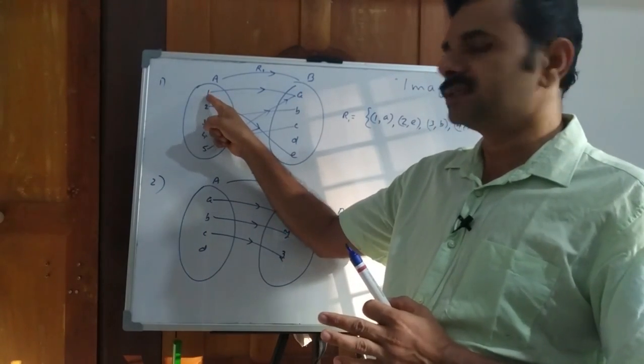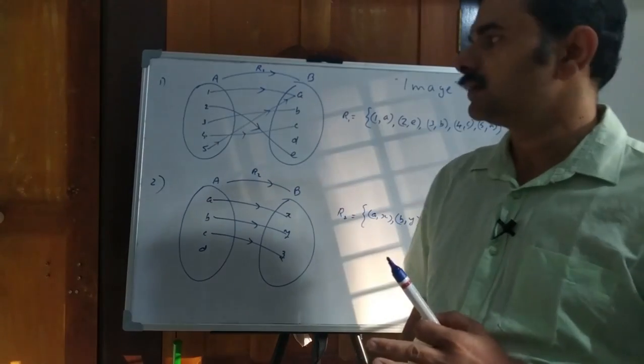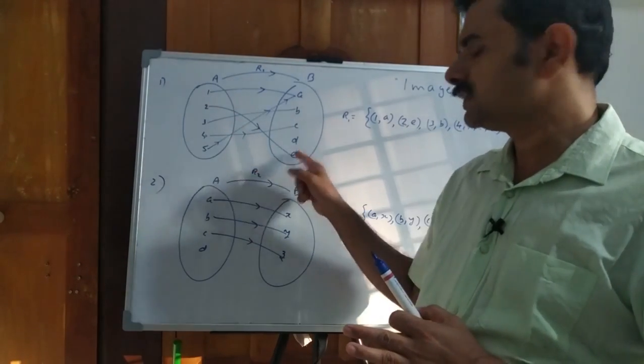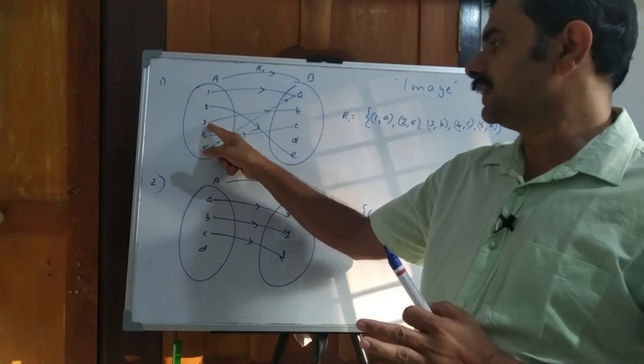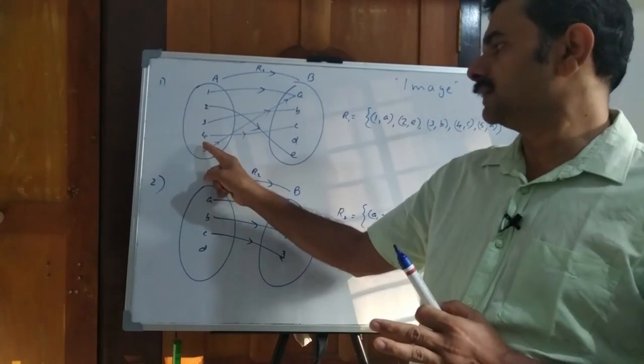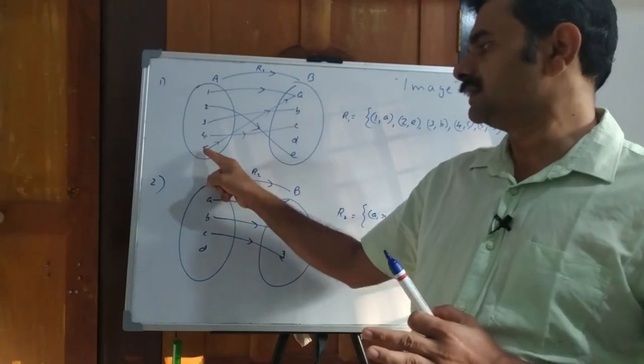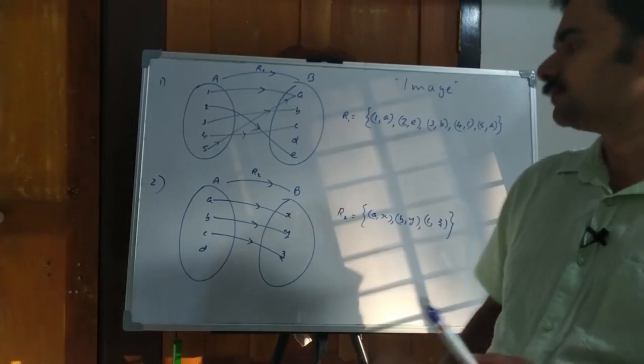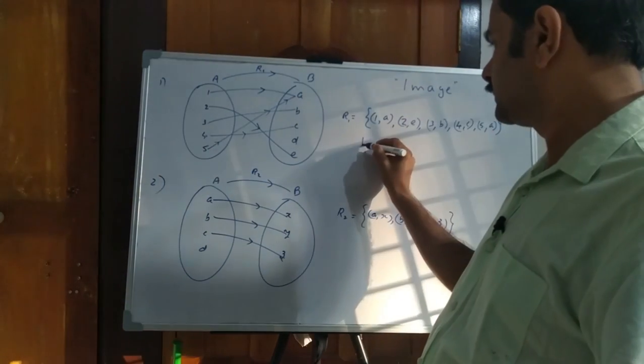What's the image of this one? That is A. What's the image of 2? E. Image of 3? B. Image of 4? C. Image of 5? A. Isn't it? That is the image.